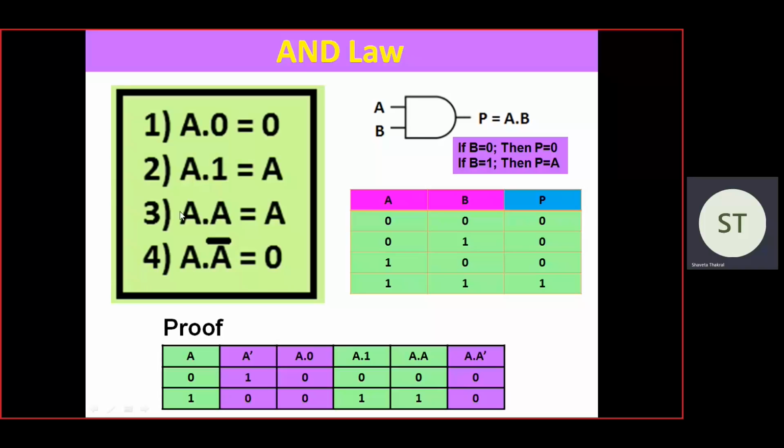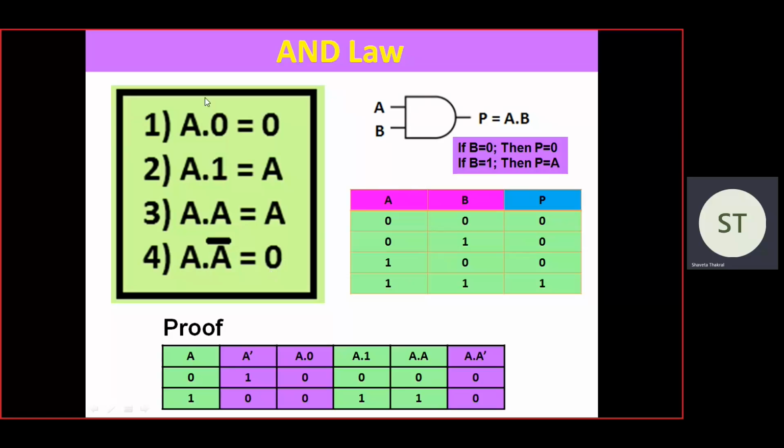And if the same variable is multiplied by the same variable, like if A is ANDed with A, then the result is not A square. In mathematics we have A square, but here in digital logic, in binary, if A is ANDed with A, then the result here is A. And if A is ANDed with its complement, then the result will be 0.